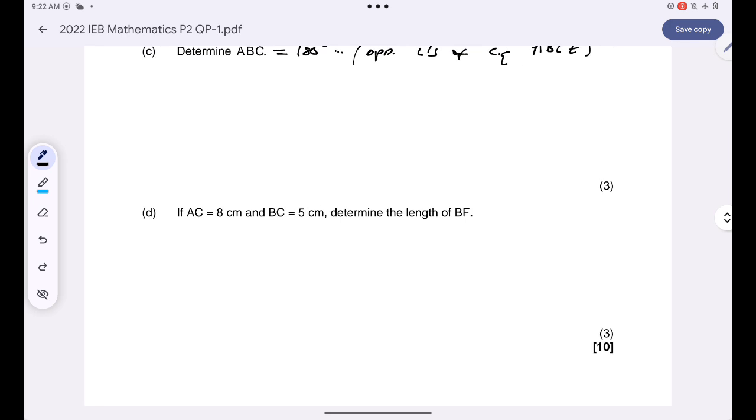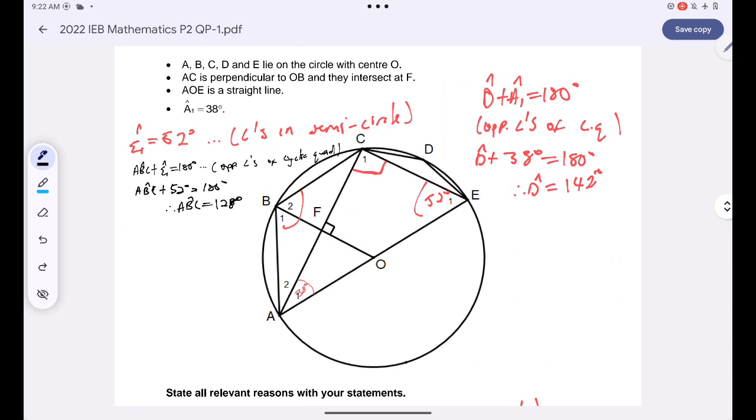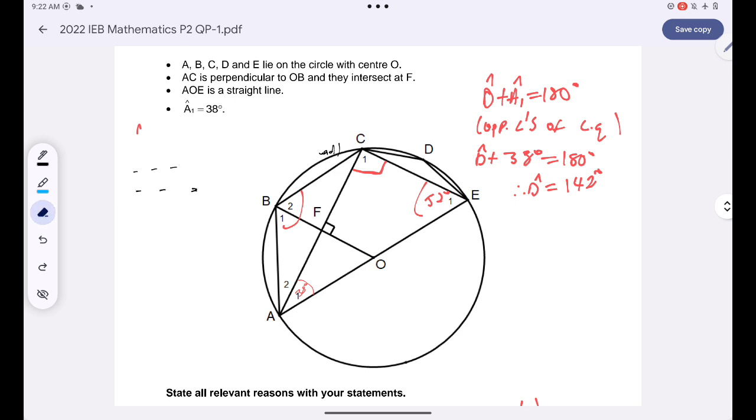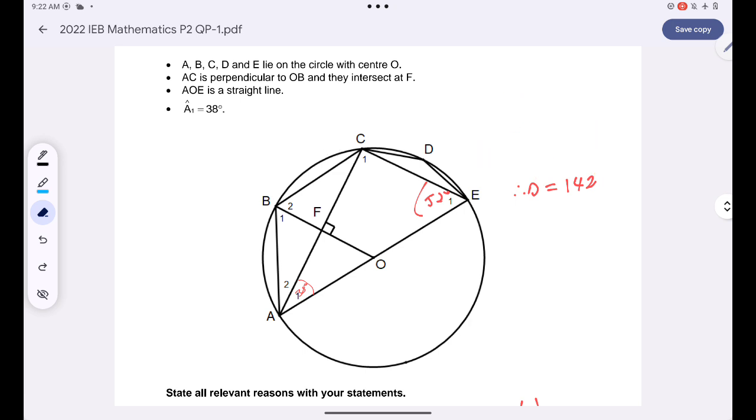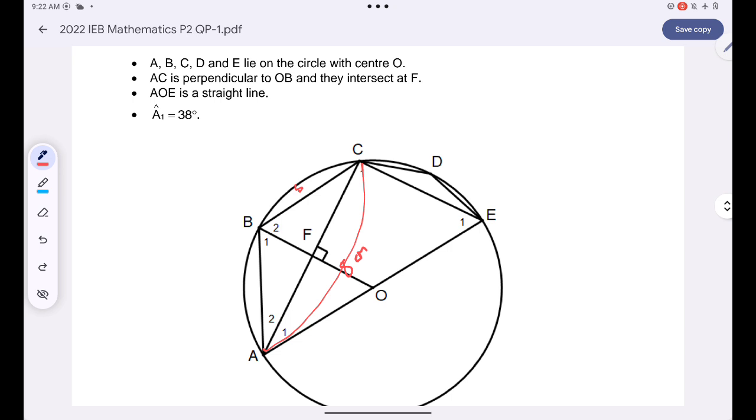Okay, and then the last one, I'm told that if AC is 8 and BC is 5, determine the length of BF. If AC is 8 units and BC is 5, they want me to find BF. Let me just erase here to create some room. Okay, I'm told that the length of AC is 8 centimeters, and then the length of BC is 5 centimeters. I'm supposed to calculate the length of BF.